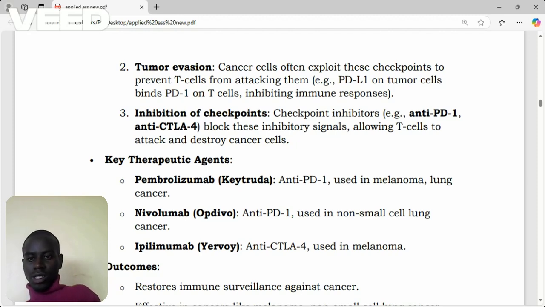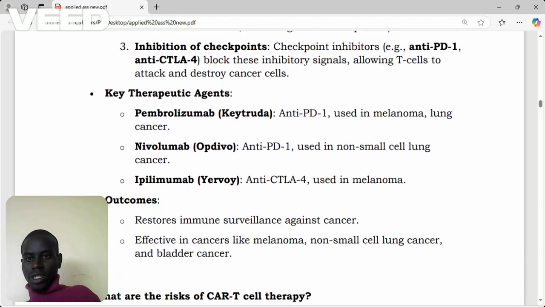Here are some key therapeutic agents. Pembrolizumab or Keytruda, an anti-PD-1 used in melanoma and lung cancer. The second is nivolumab or Opdivo, an anti-PD-1 used in non-small cell lung cancer. Lastly is ipilimumab or Yervoy, an anti-CTLA-4 used in melanoma.